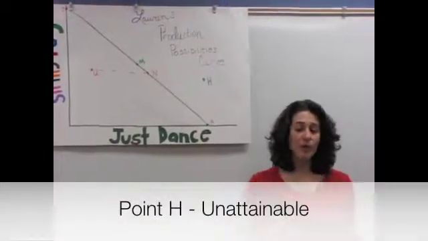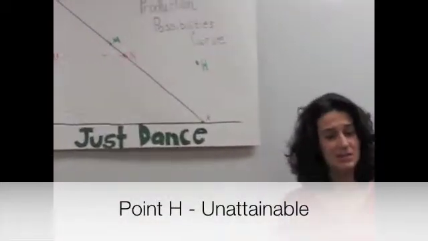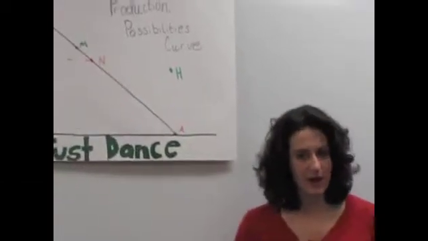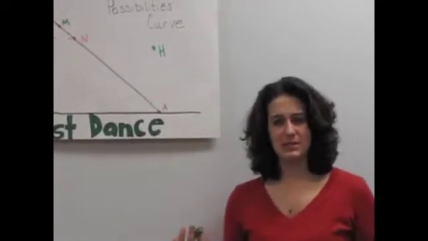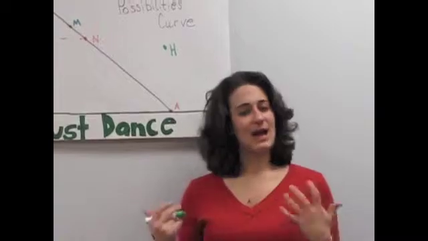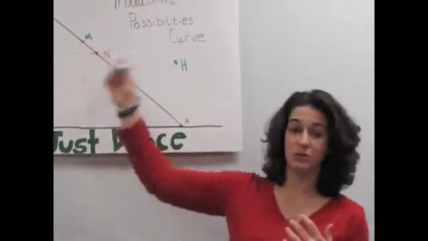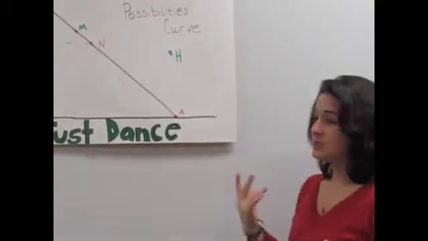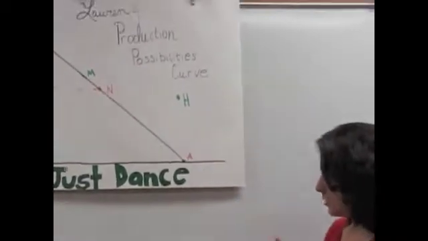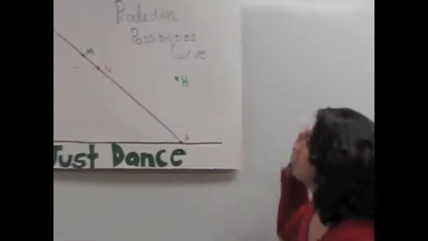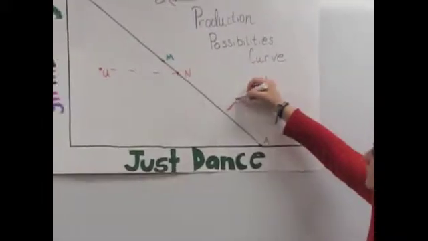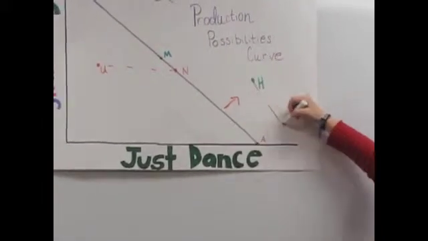At point H, you can't get to it unless there was going to be a sudden shift in the graph, or like there were more resources discovered, or pretend Lauren got a half day off of school, and that way she would have more time and energy to be able to go do both calculus and Just Dance. So, in order to get to H, you would have to shift the curve out to here.